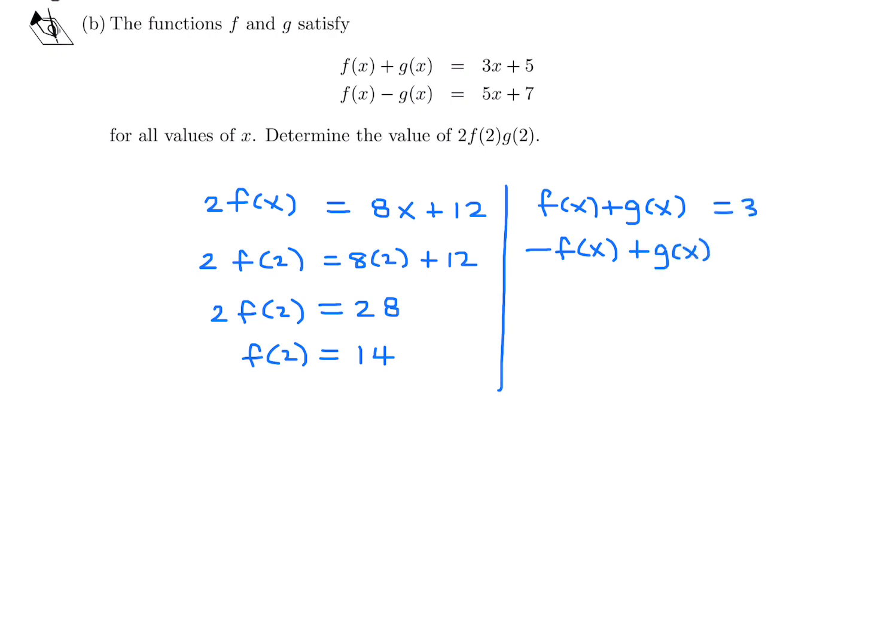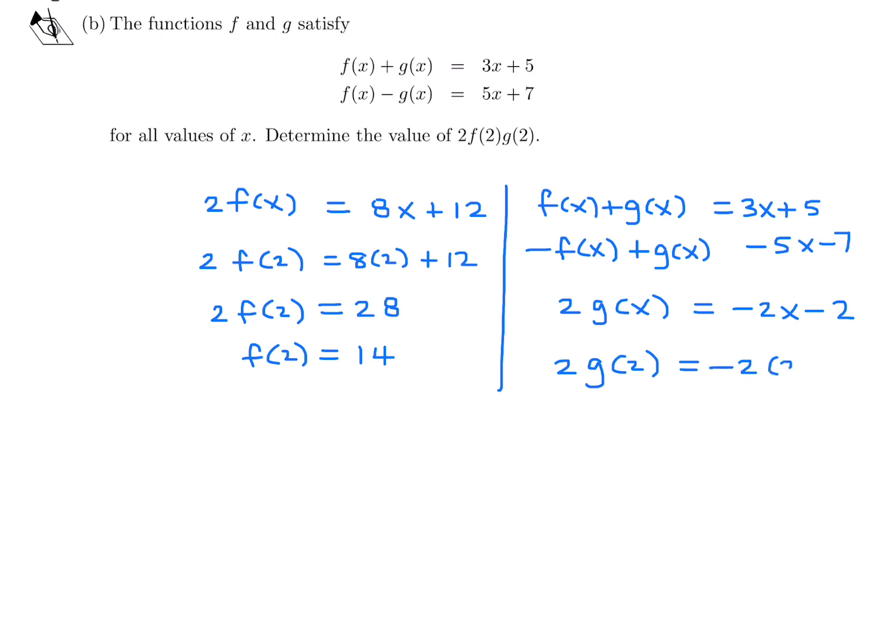And then on the other side, same thing, it would be 3x plus 5 minus 5x minus 7. So this side, the f at x, both of them cancel each other out, and you just get 2g at x. And on this side, you get minus 2x minus 2. Well, we are interested in g at 2. So 2g at 2, substituting 2 for the value of x, is minus 2 times 2 minus 2. And this looks like minus 4 minus 2, minus 6 for 2 times g at 2. And we can divide through by 2 to get just g at 2, which will be minus 3.